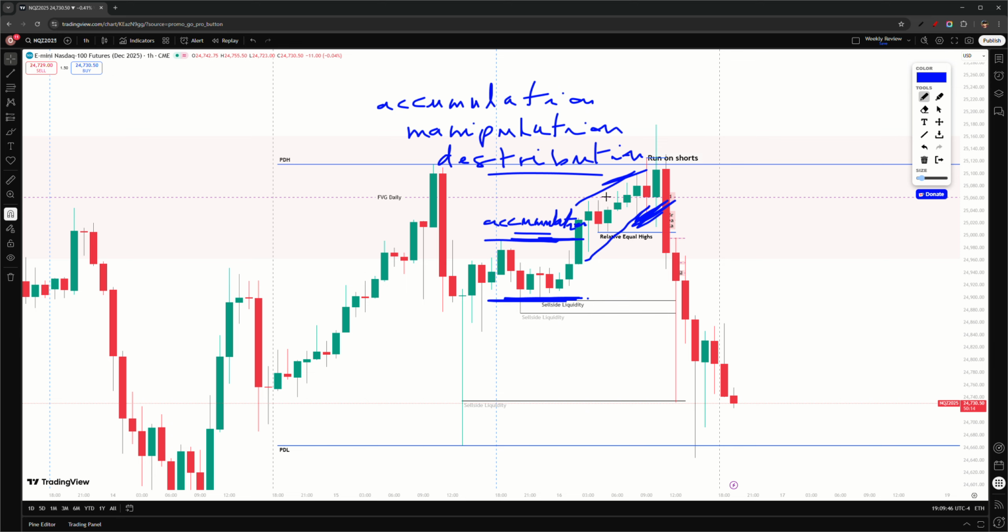So this is manipulation. This was meant to manipulate people into taking longs before it reverses on them. And also, when we tagged the shorts here, right? This was for people who were trying to go short, before the distribution. And this will become much clearer when we drop down to the lower time frames. So we have here accumulation, here we have manipulation, and here we have distribution. This is distribution. All right.